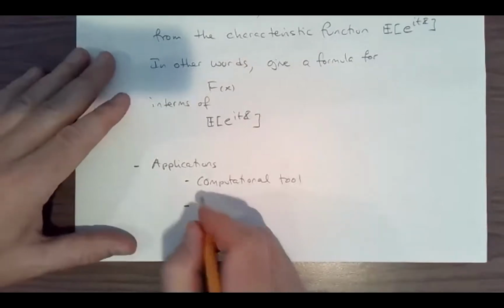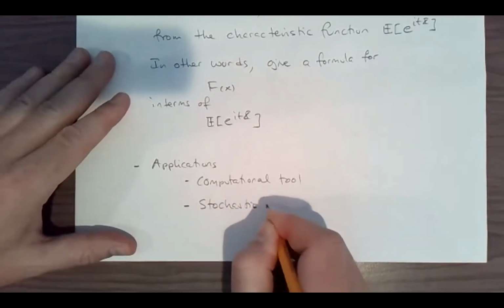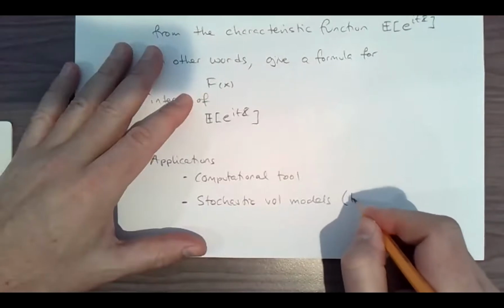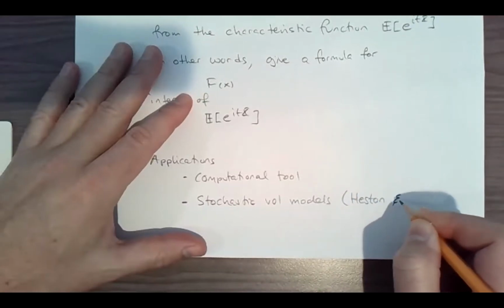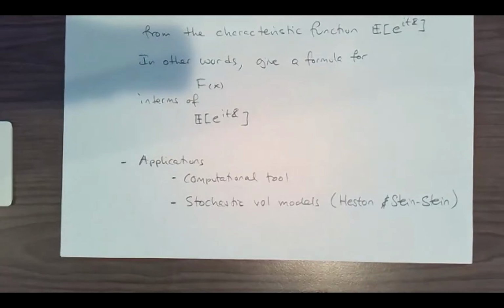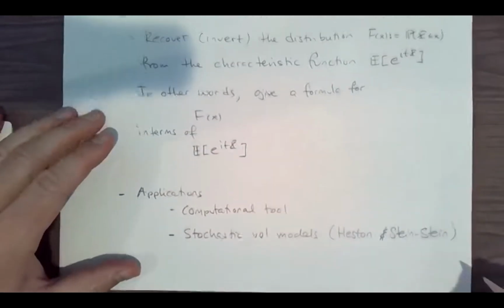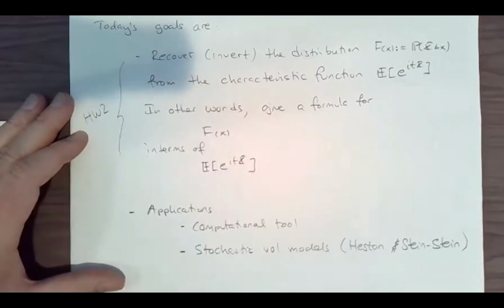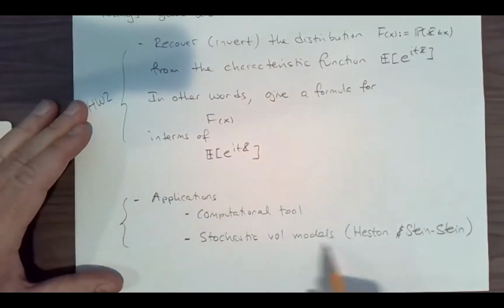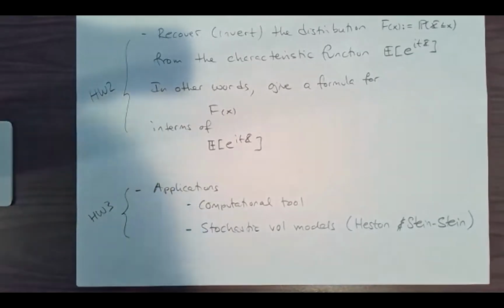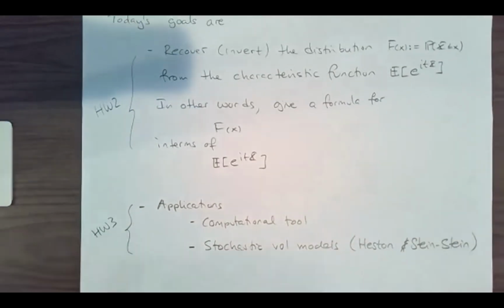And of course, for us, it's about stochastic volatility models. I don't think we're going to get down to here this time, but next time we'll talk about Heston and Stein-Stein. In terms of homework, there's quite a bit of this part up here in homework two. The applications in terms of stochastic volatility models will be in homework three. So that's what I had in mind for today.